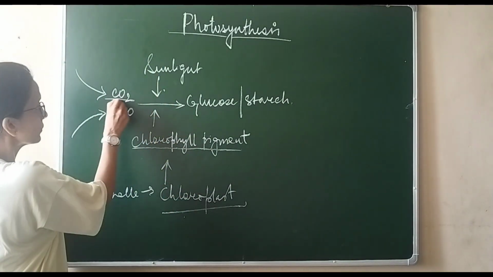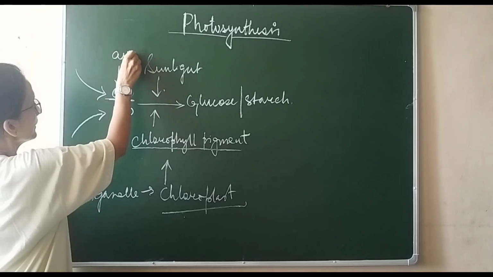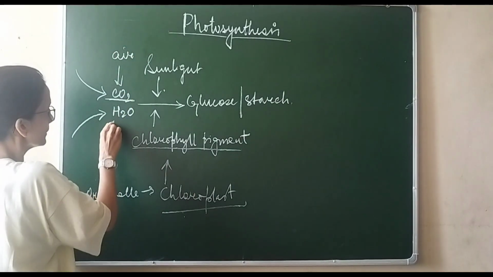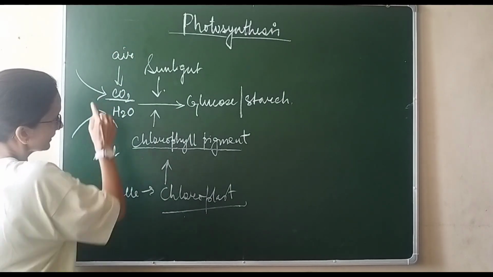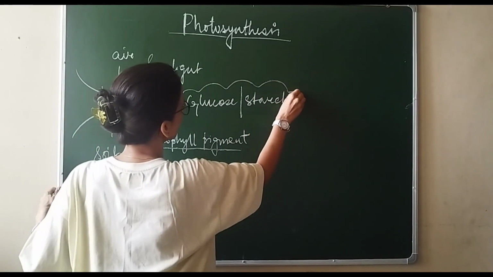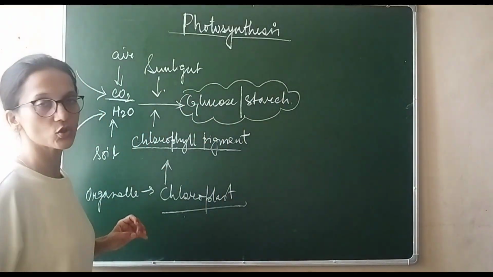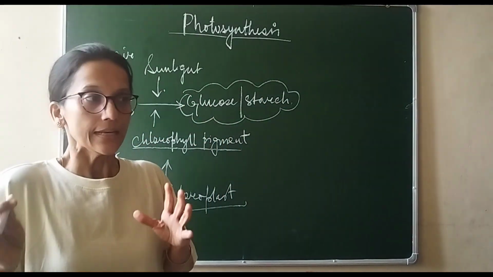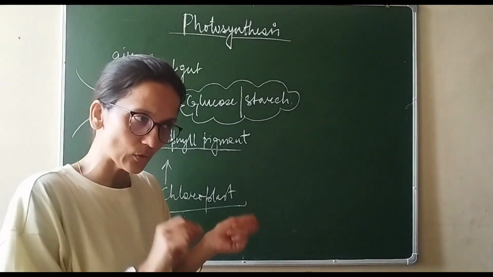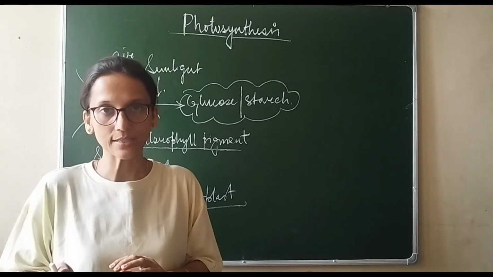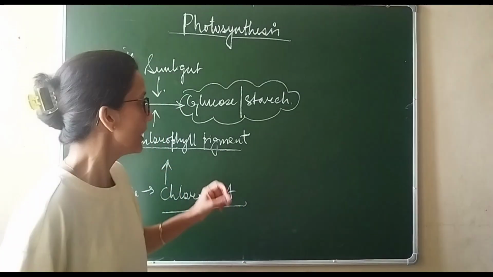कार्बन डाइऑक्साइड प्लांट को कहाँ से मिलता है? From air, and water from the soil. And this results in the production of the most important substance, which is known as glucose or starch. Now are they equal? I mean, glucose and starch, do they mean the same or is there a difference? There is a difference, okay?